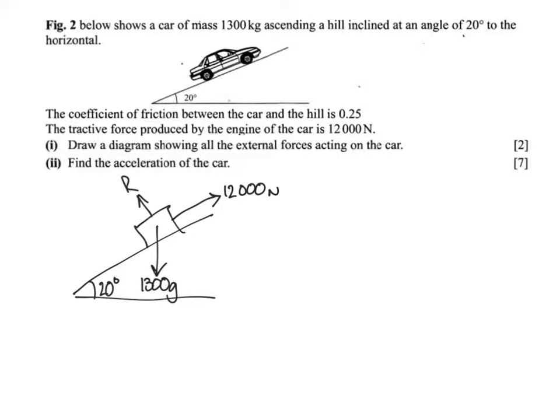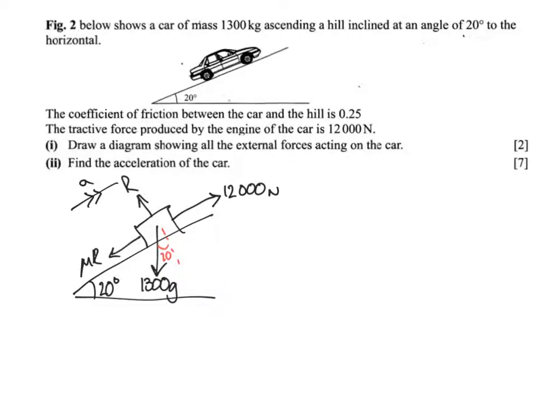Now, we're also told that the coefficient of friction is 0.25, and we're asked to find the acceleration of the car. If it's accelerating, it's going to be accelerating up the slope. Which means that if it's going up the slope, friction must be acting down the slope. And that's the maximum value of friction, so we're going to call it mu R, or we could put 0.25 R if we wanted. So that's the diagram showing all the forces. Again, if you want, you can just put this wee angle in if it helps. But there are no other forces acting on this.